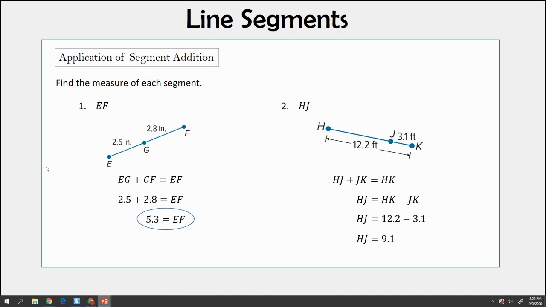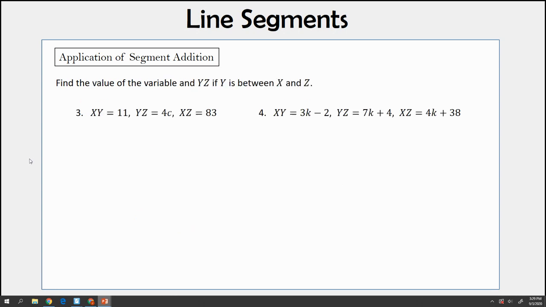You're going to have some of those tonight. Okay, the next thing is, what if they don't give us a drawing? So in this case, they just tell us find the value of the variable and find the length of y to z if y is between x and z. All right, so that's kind of vague if you're not doing what we just talked about. So what I want to do is I want to create a drawing first. So here's what they described to me. Y is between x and z. So y is between x and z.